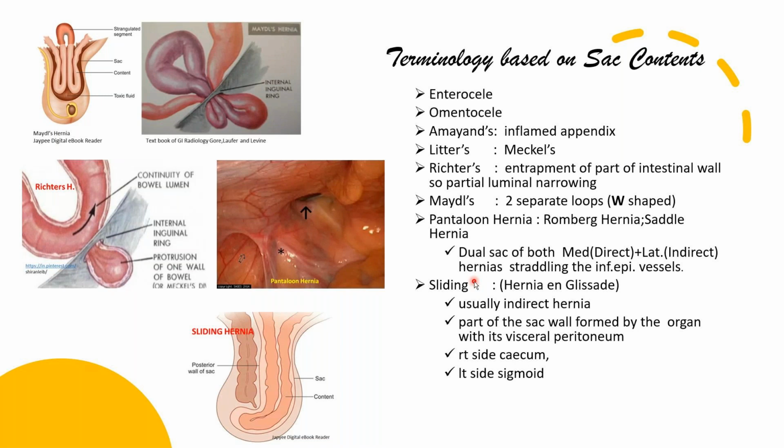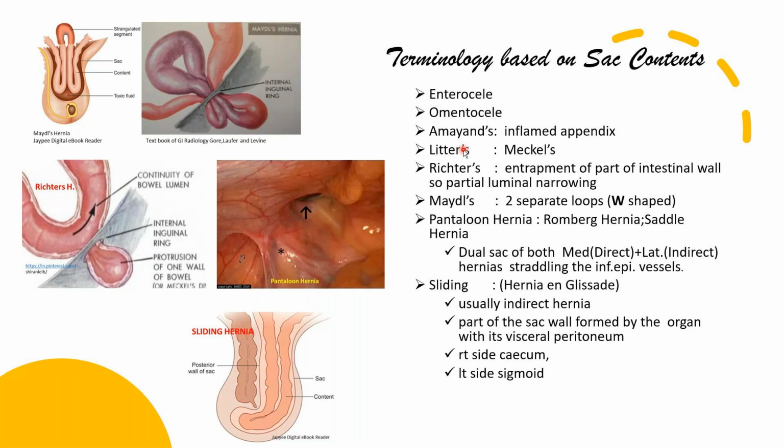Amyand's hernia is basically when you have an inflamed appendix inside your hernial sac. If you have the Meckel's inside your hernial sac, then it is a Littre's hernia. So don't confuse Littre's and Amyand's. Amyand's is the inflamed appendix.